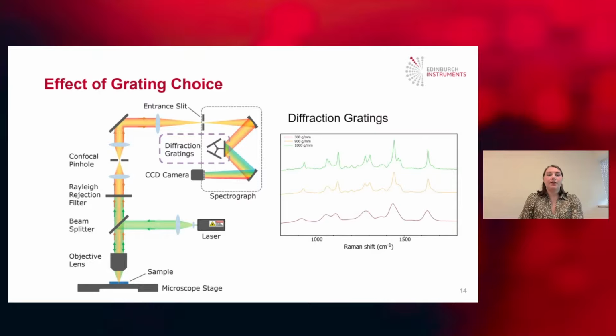So moving on to the gratings, this can control the spectral resolution. With the lower density grating, the 300 groove for example, you can see that the spectral resolution is low, whereas moving up to the 900 and the 1800, you're getting higher spectral resolution. This is a trade-off. When you move to your higher groove density, you will also collect a lower spectral range. So these two factors are really important to consider when picking your grating.